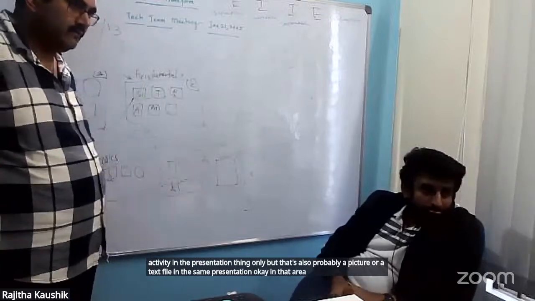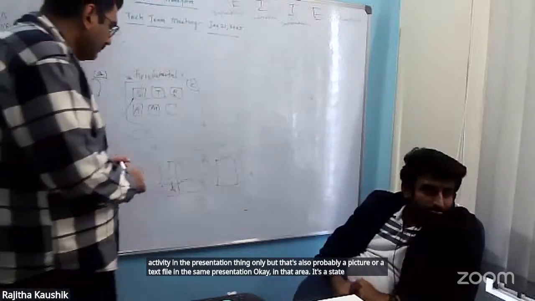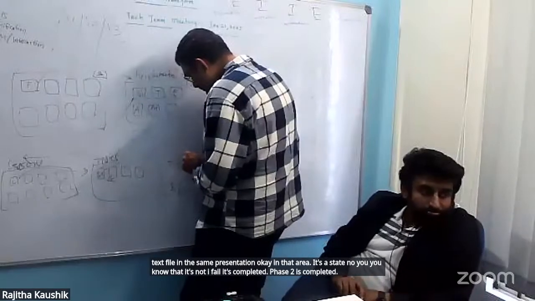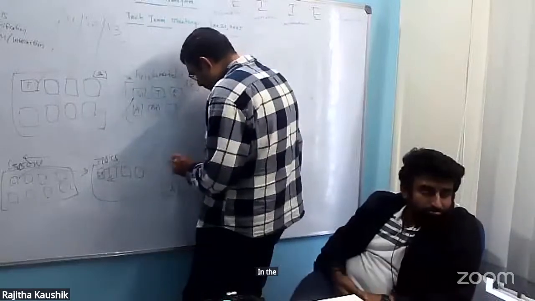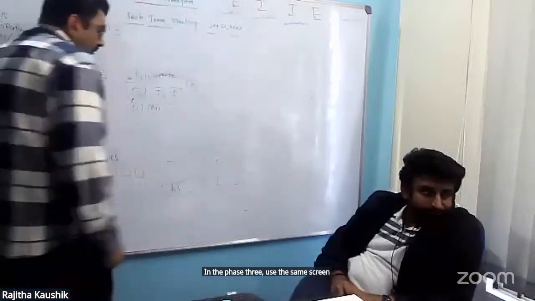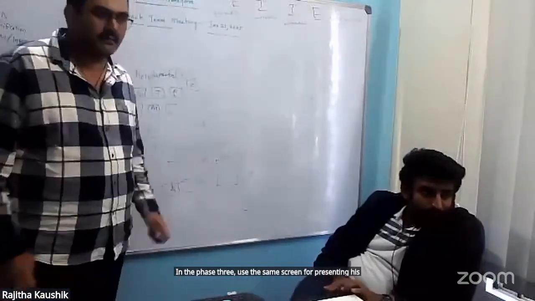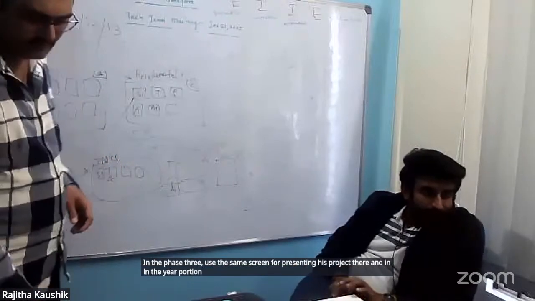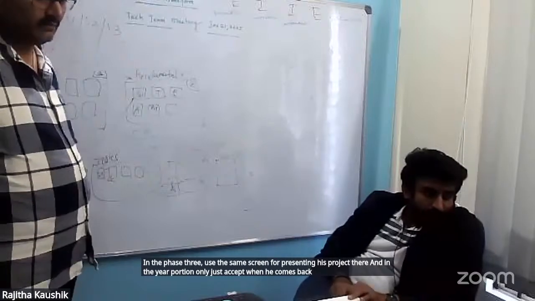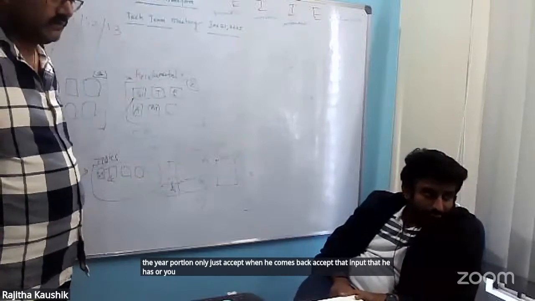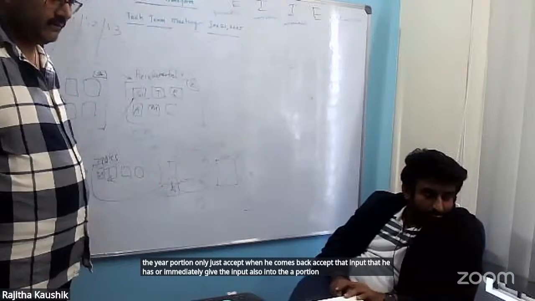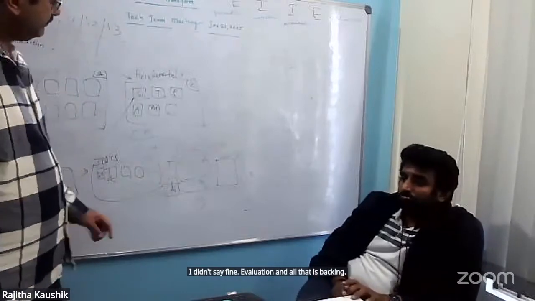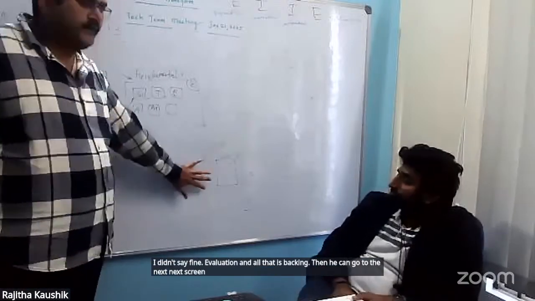See, after he says that phase 2 is completed, we are now going into phase 3. In phase 3, use the same screen for presenting his project there. In the A portion only, when he comes back, accept that input, or you may immediately give the input into the A portion, and then say fine. Evaluation and all that is back end. Then he can go to the next screen. Got it. So capturing of information can be done here also.